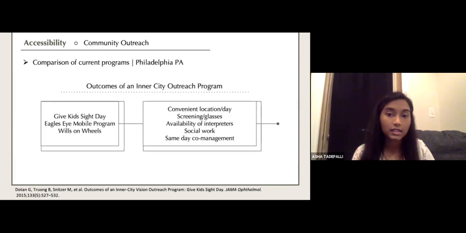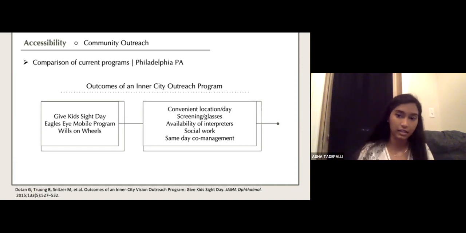So one of the studies that was put in place to compare current programs for community outreach was set in Philadelphia, and it looked at the outcomes of inner city outreach programs. They focused mainly on Give Kids Sight Day, which is a program set up so that there are eye examinations provided at no charge on Saturday. So that alleviates scheduling conflicts. Interpreters are available on site to assist with translation when needed. Children who fail the vision screening immediately have a refraction that day, and they're prescribed glasses at no cost.